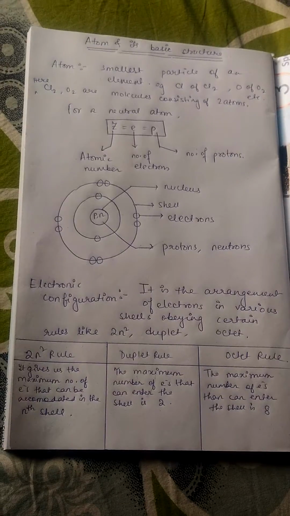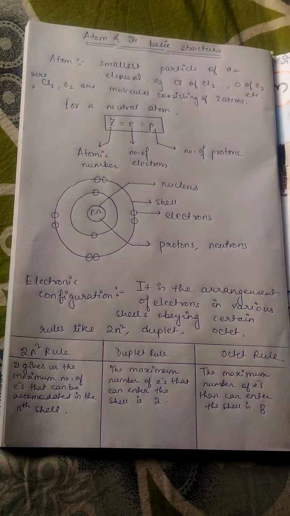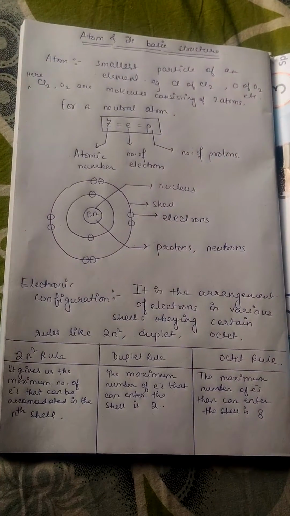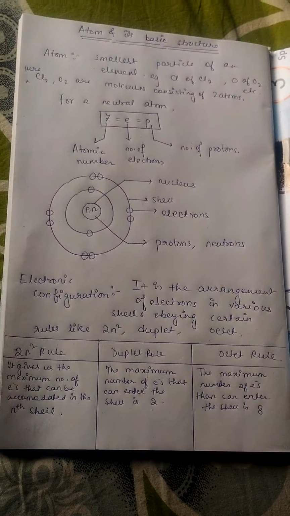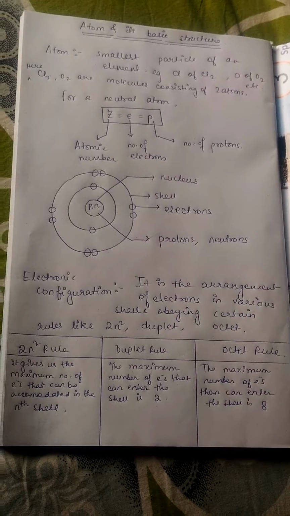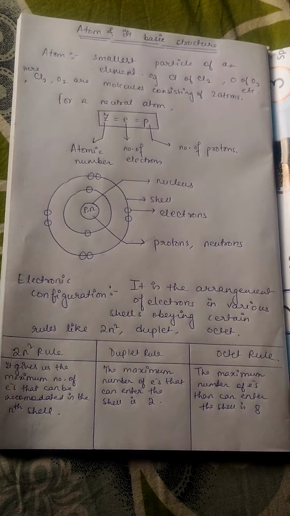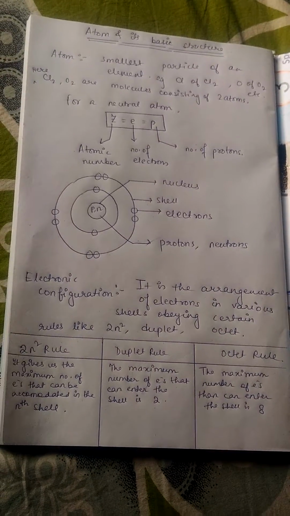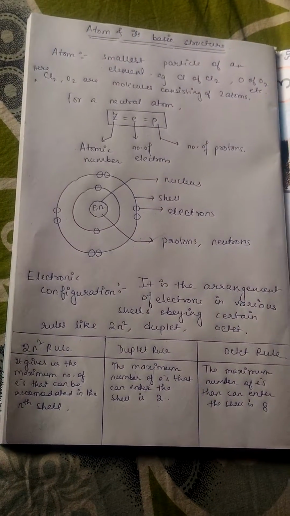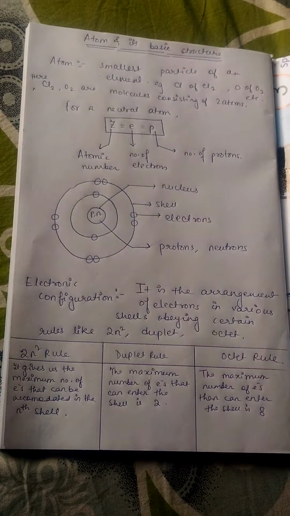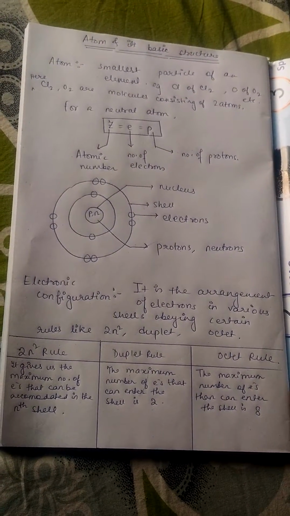Okay. Now next, there's a diagram where you can see there's a nucleus. In the nucleus you have got protons and neutrons, and surrounding the nucleus you have got various shells consisting of electrons. In the first shell you can see there are 2 electrons, in the second shell there are 8 electrons, and it goes on. So you must be wondering why 2, 8, and why not 1 or 9 or any other arrangement, right?